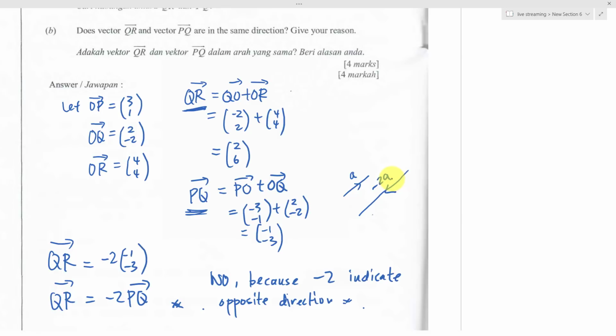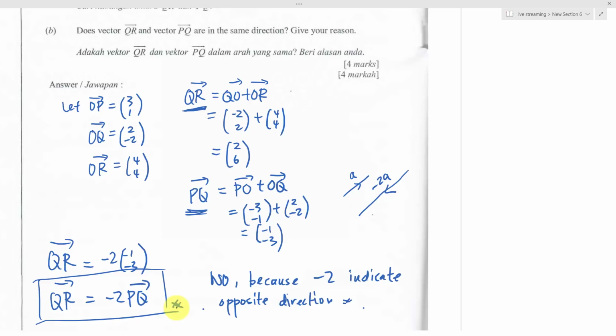So question 14a asks for the relationship. So this is their relationship. Basically, QR equals -2 PQ. This is their relationship. So basically, QR is double of PQ. Just this is the relationship. You do not need to explain.